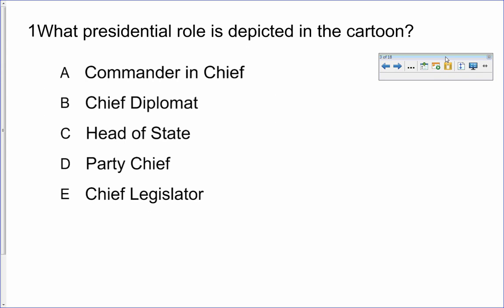I've been very busy with the elections, but I did have a chance to stop down and talk to Mrs. Bonadies and Mr. Kuhn, and I understand that they did discuss the roles of the presidency. So is the answer A, Commander-in-Chief, B, Chief Diplomat, C, Head of State, D, Party Chief, or E, Chief Legislator? If you pause for a moment. And the answer is D, Party Chief.